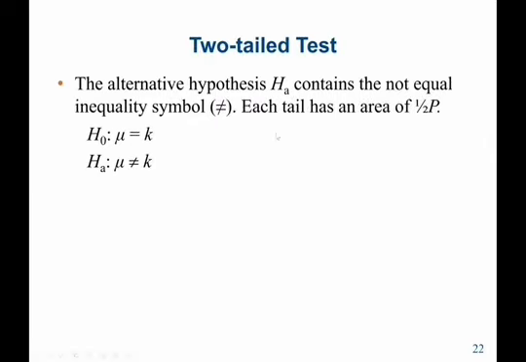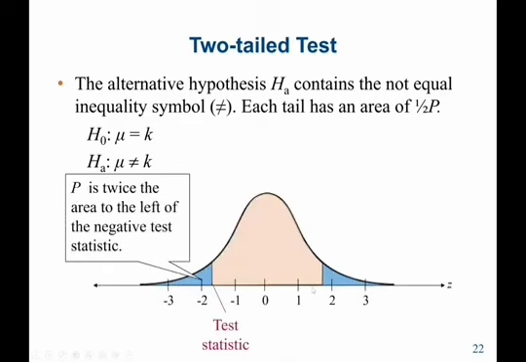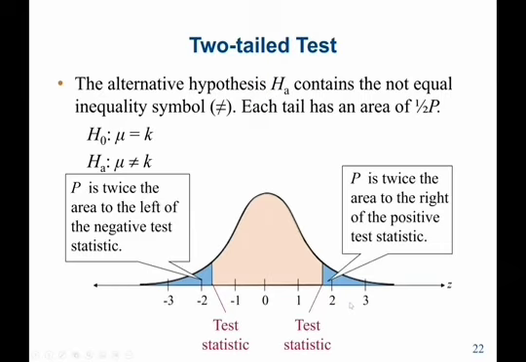Then we have the two-tail test, which means H0 is mu equal to K, and HA is mu not equal to K. So it goes to both sides, left and right. So P is twice the area to the left of the negative test statistic. And also here, P is twice the area to the right of the positive test statistic.